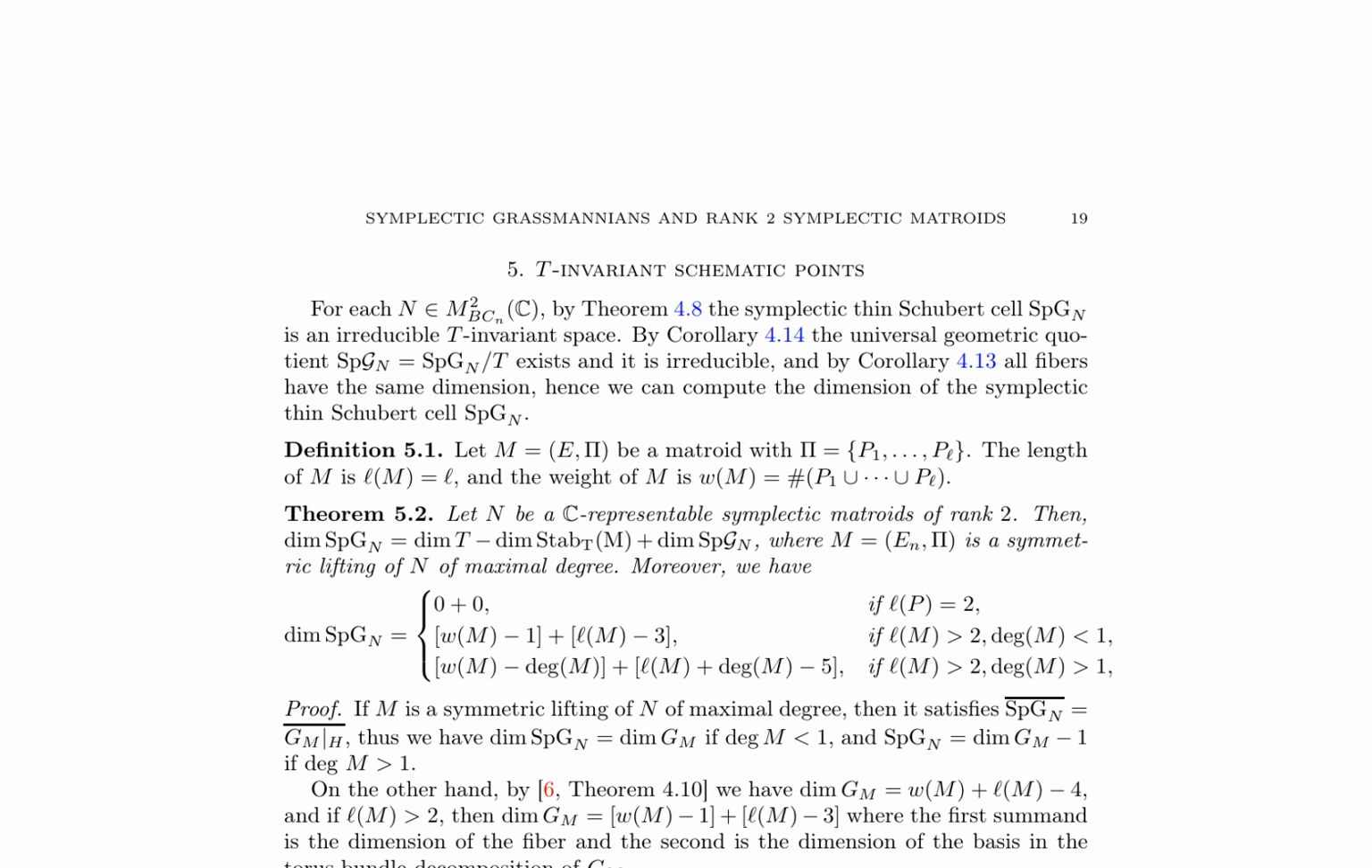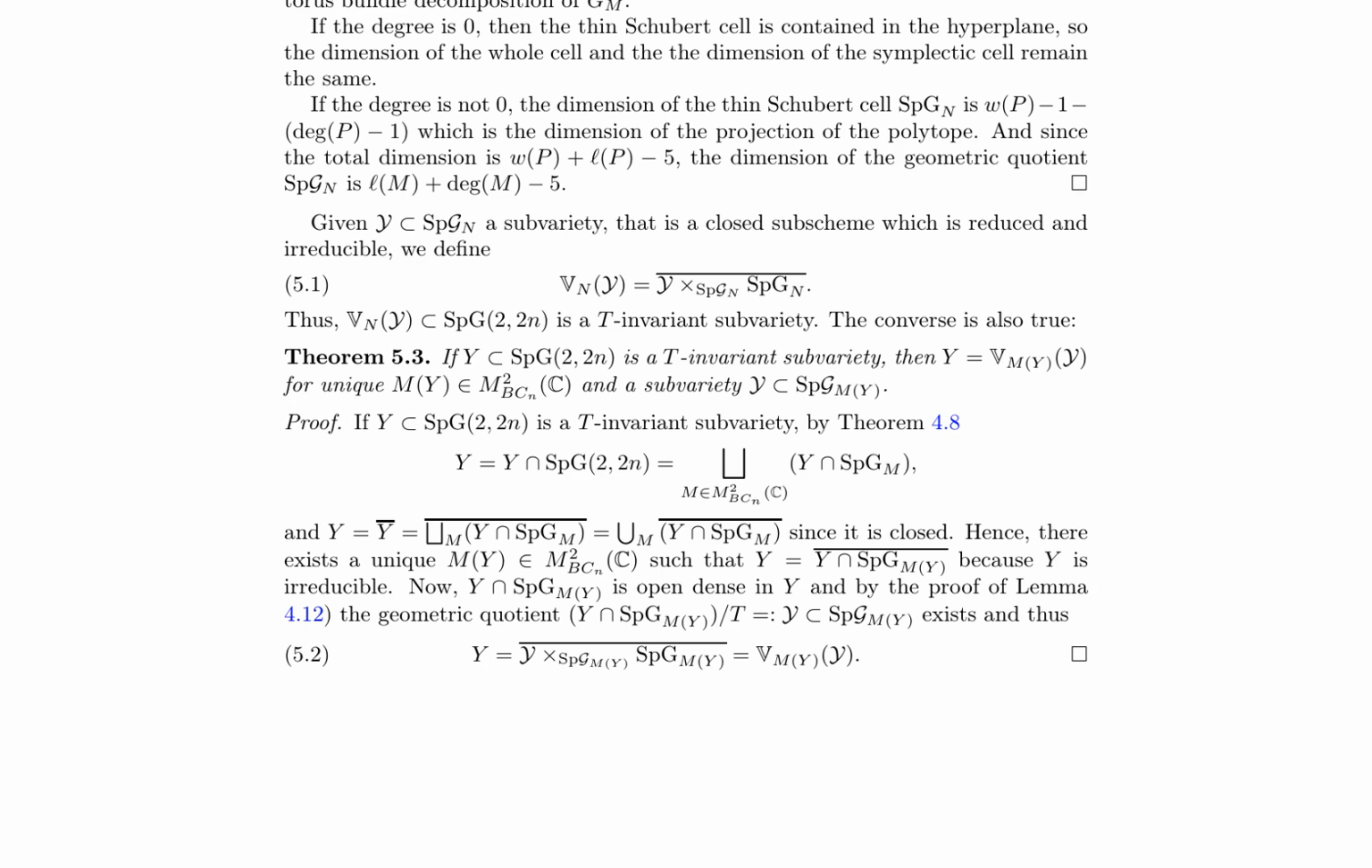The authors introduce the concept of a matroid M equals E, pi, with length L, m, and weight W, m, and define a symmetric lifting of a representable symplectic matroid N of rank 2. They then present theorem 5.2, which provides a formula for the dimension of SPGN in terms of the weight and length of the matroid M. The formula depends on the degree of M, with three possible cases: L, m, equals 2; L, m, greater than 2 with deg, m, less than 1; and L, m, greater than 2 with deg, m, greater than 1.